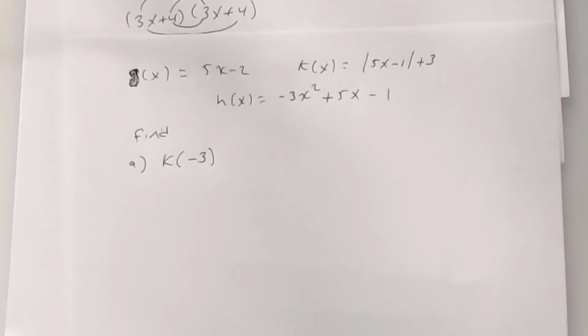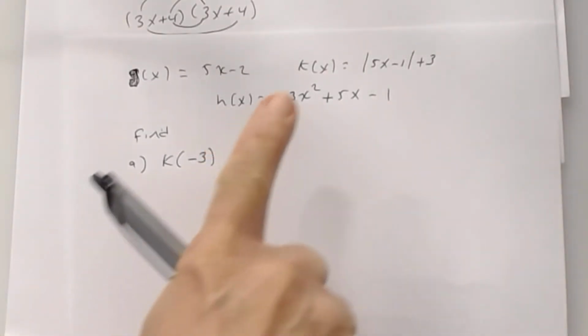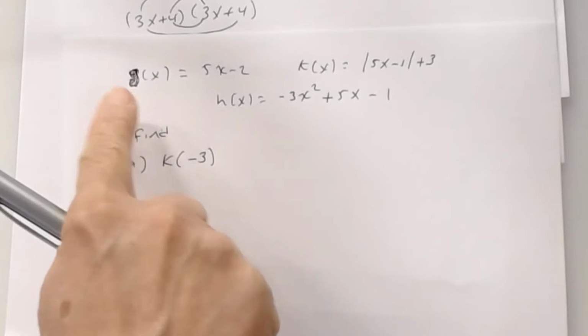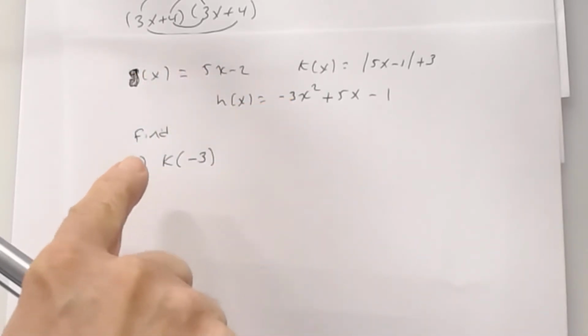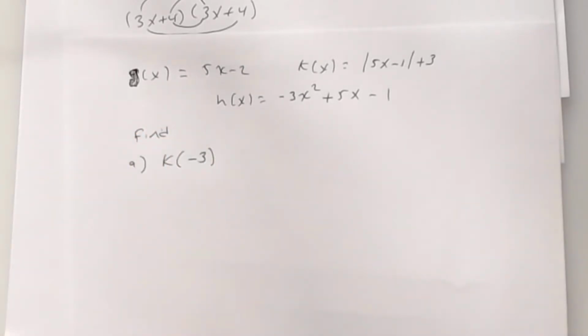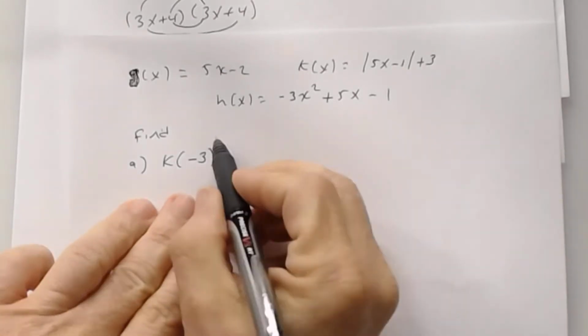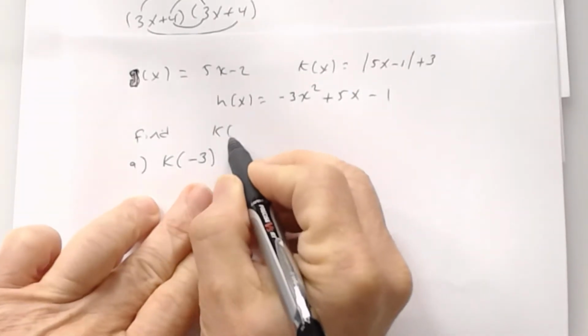So how do you find k of negative 3? You go to your function k, because that's the name of my function. This is function g, and this is named function h. So I want to find what k of negative 3 is. So you got to make sure you go to the correct function. So I got to go to the function k. And where we see the variable, what do I substitute? Negative 3. All right, so I'm going to go ahead and rewrite that function right next to it so I can draw the arrow.